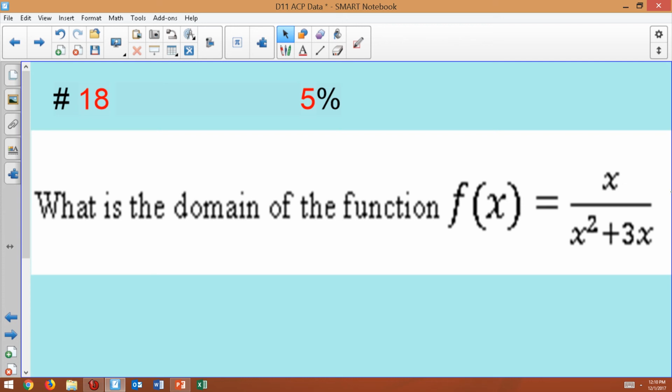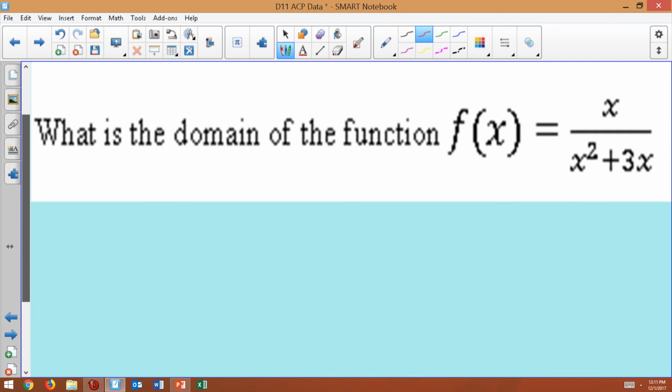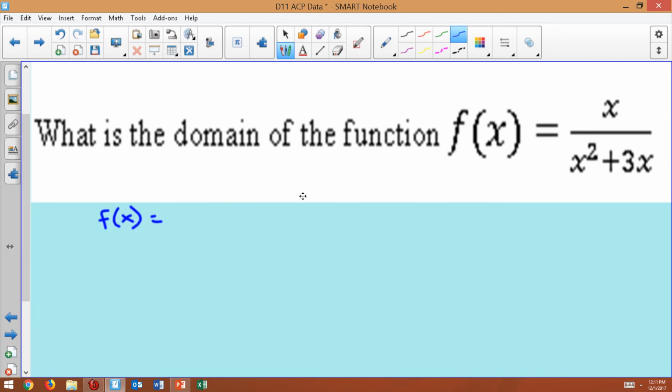And now we'll look at number 18 from the fall ACP review. It says, what is the domain of this function? Now, we've learned a few ways of doing this. One is by graphing, but I'm going to first use just the algebra rules because it's the most consistent.